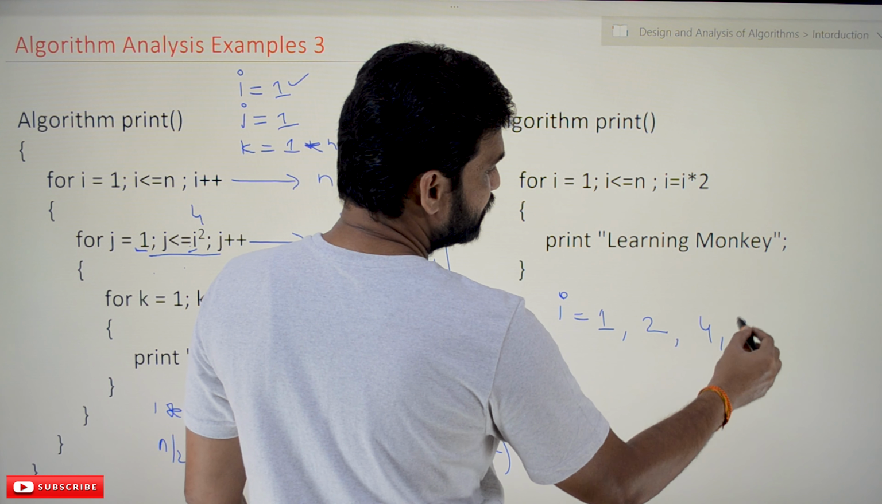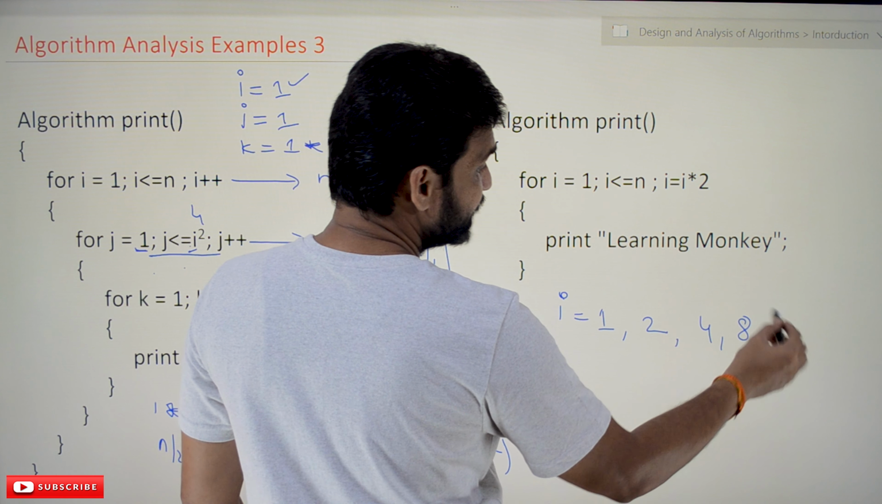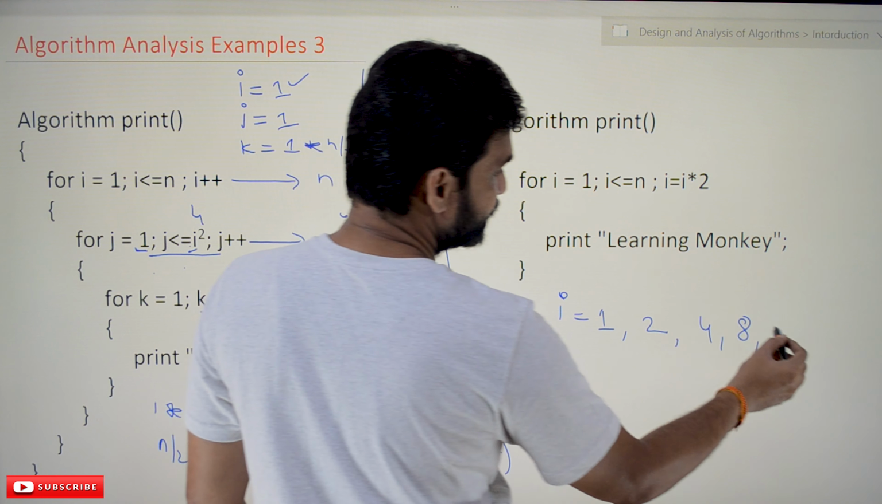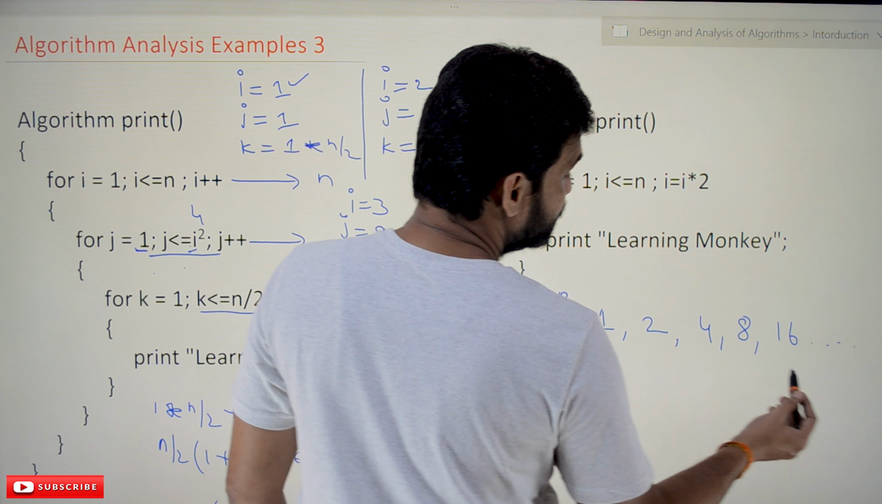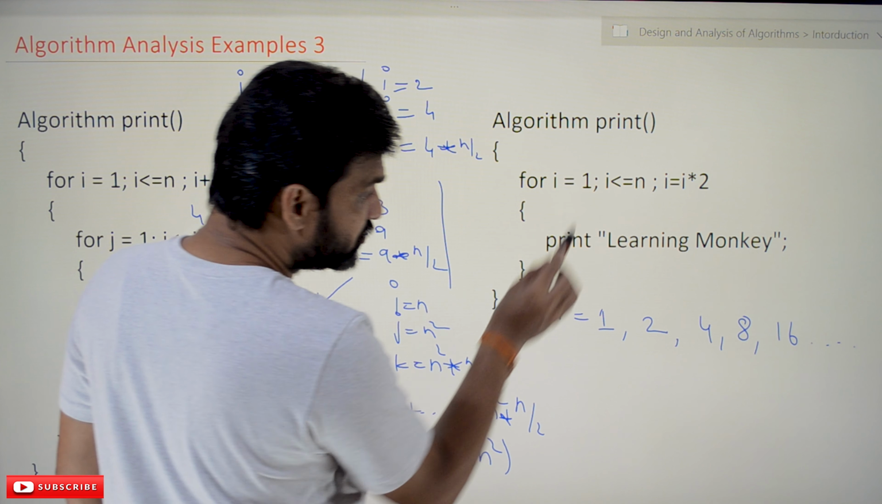Next the value of i is equal to 4 into 2, 8. Next its value is 16. How many times does this happen? So at what point are we going to come out of this loop?